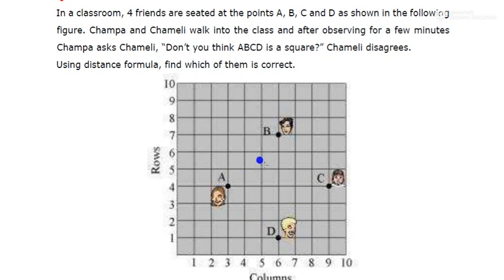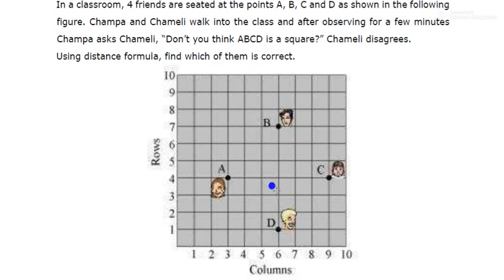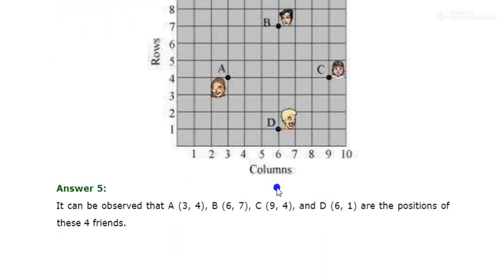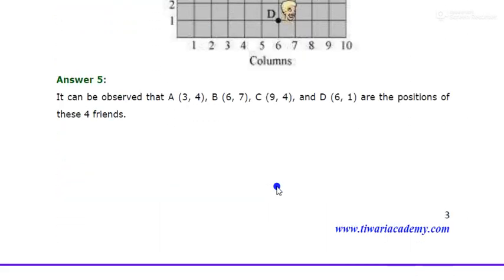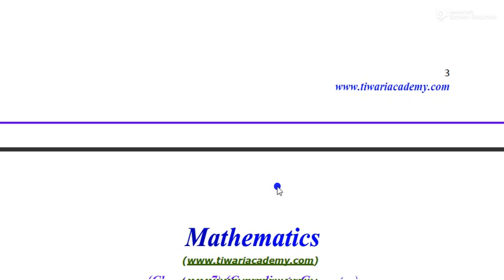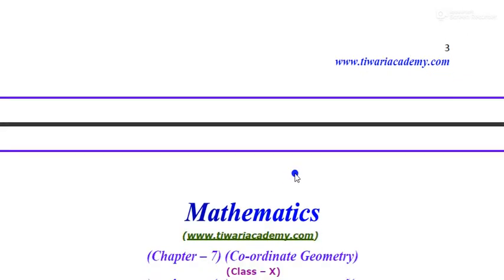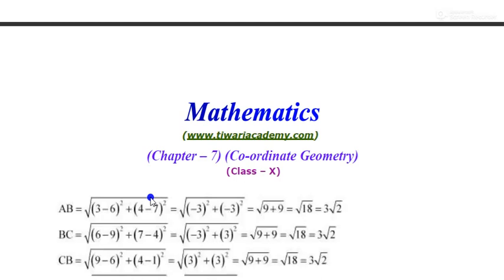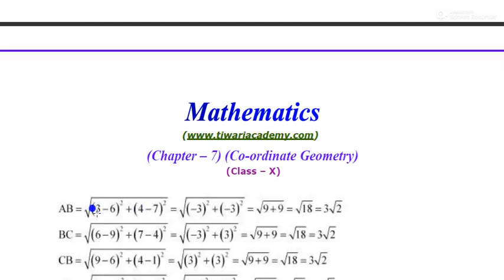Now what is the next step? In the next step we have to find the distances AB, BC, CD and DA, and then the diagonals AC and BD. So 6 distances we have to find by using the distance formula. So let us start finding the distances. What is AB here? Just try by yourself. Now see, AB is root of 3 minus 6 whole square plus 4 minus 7 whole square, that is 3 root 2.